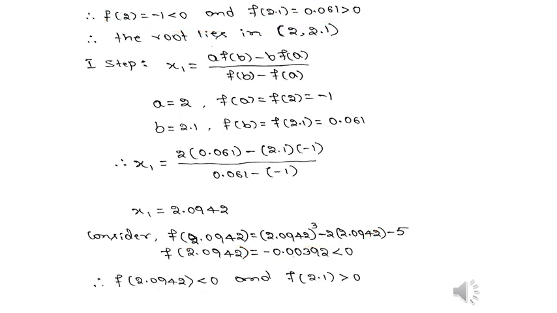Our root lies, we are just saying the sign of this is negative and the sign of f of 2.1 is positive. So therefore our root lies between this value and this value. The new range we got, that's what we have written here. Again we find one more new root by using the second approximation. Let us use the second approximation in the second step. The formula remains the same, only the change is here.